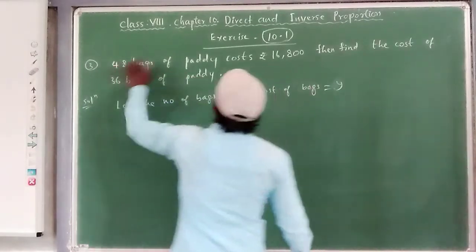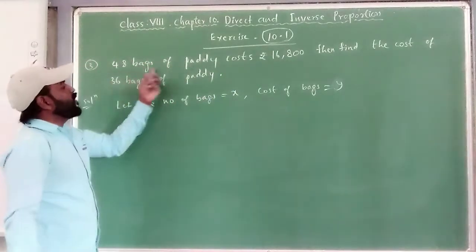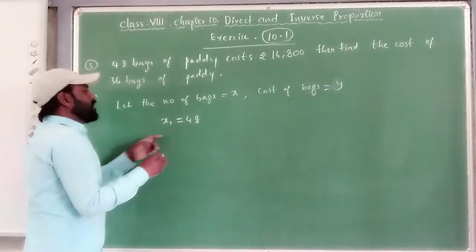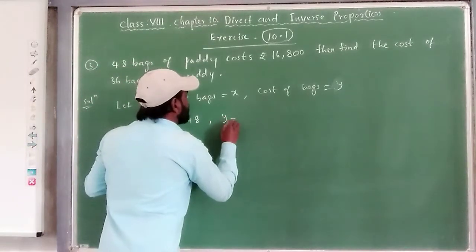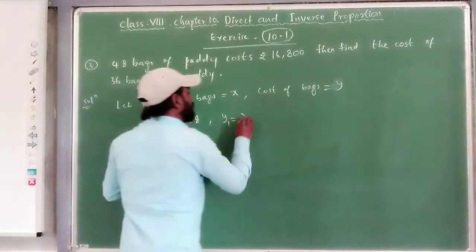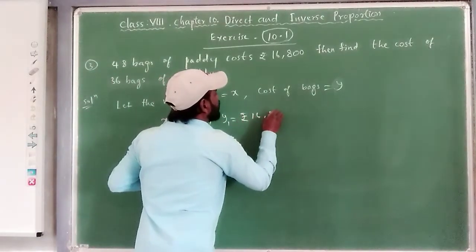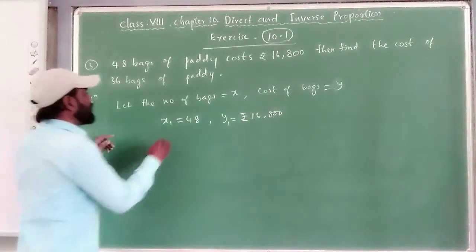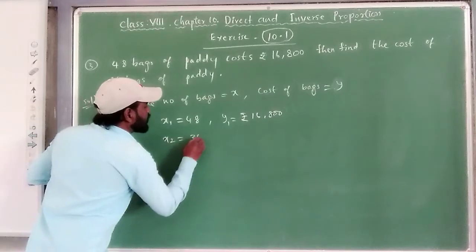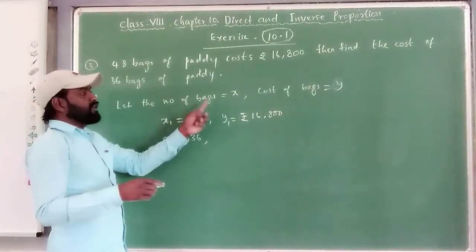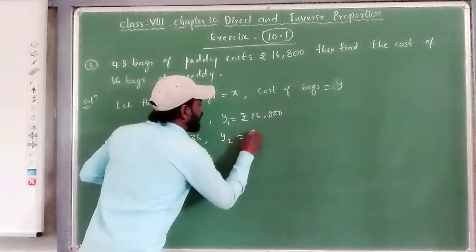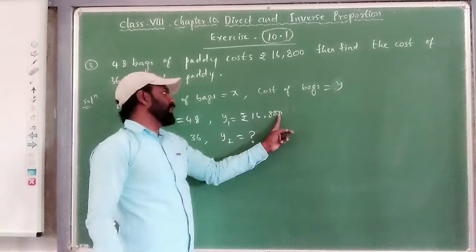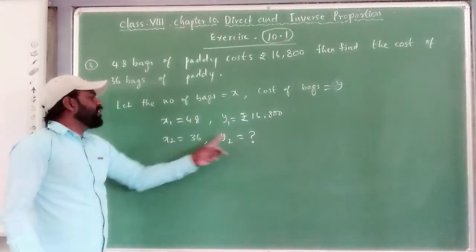Now in the first situation, how many bags are there? 48 bags. That means x1 is equal to 48. And y1 is equal to the cost of it, rupees 16,800. Now x2, in the second condition, the number of bags is 36. So x2 is equal to 36. We have to find the cost, so y2 is how much? The cost of 48 bags is rupees 16,800. What is the cost of 36 bags?